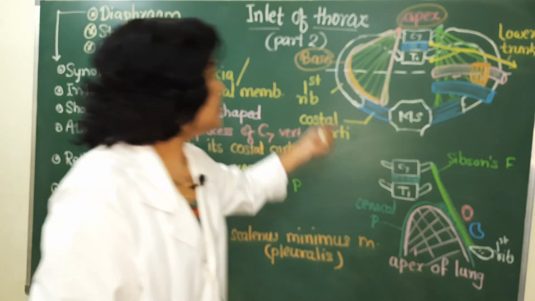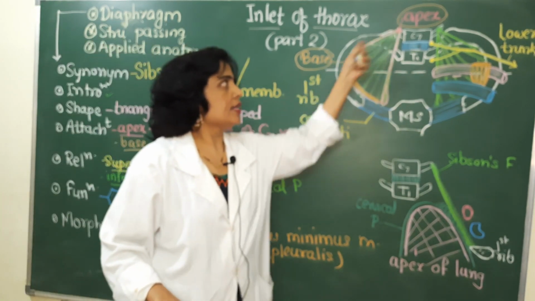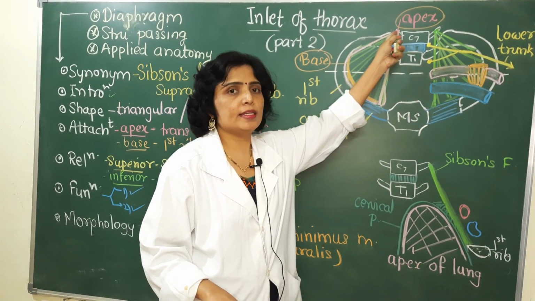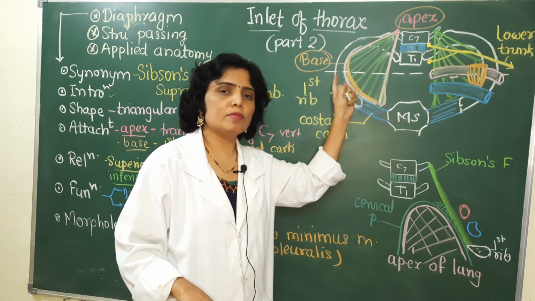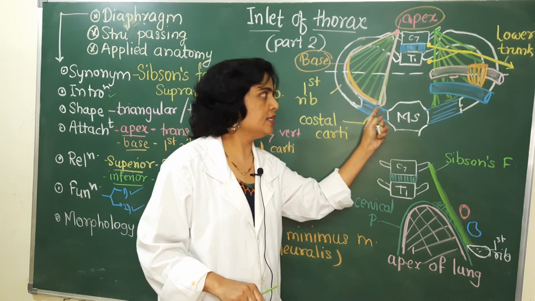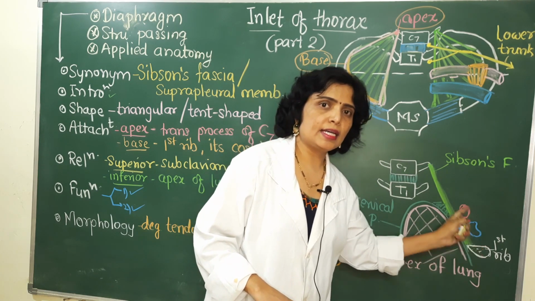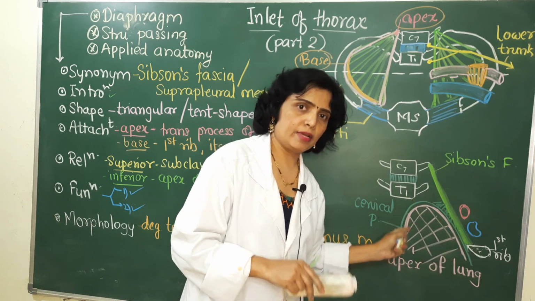Okay, so what is the Simpson's fascia? So Simpson's fascia, it is triangular in shape. It is also called suprapleural membrane. It has apex attached to the tip of the transverse process of C7 vertebra. Base is attached to the inner border of first rib and its costal cartilage. Relation wise, superior surface is related to the subclavian vessels, artery and the vein, and the inferior surface is related to the apex of the lung with the cervical pleura.